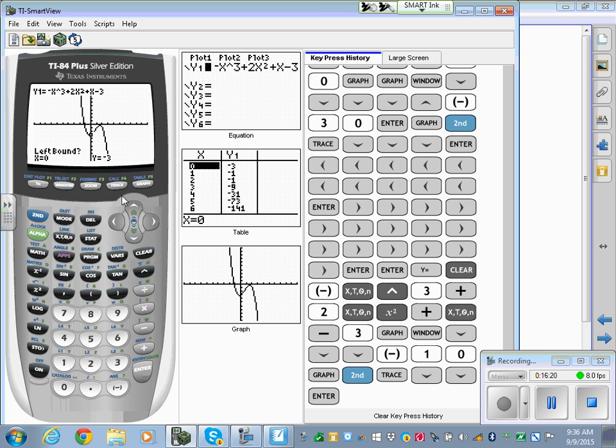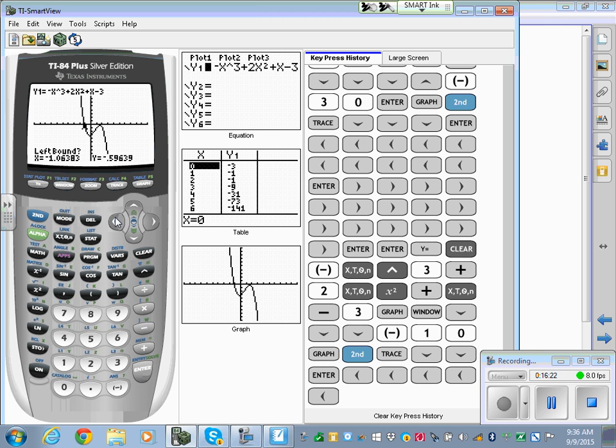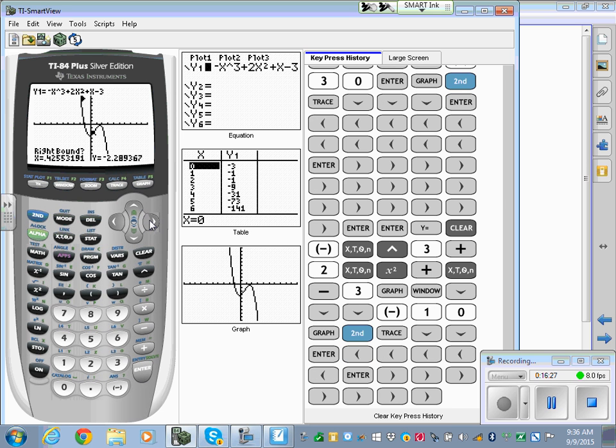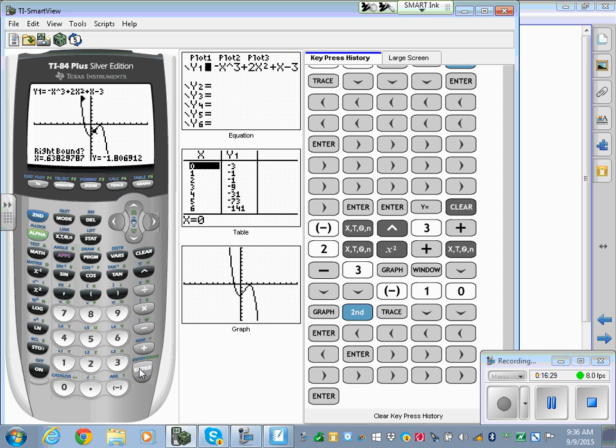Now it's asking for a left bound. You need to be left of the minimum. So anywhere left, I'm left. I'm sure I'm left. I hit enter. Now right bound, scroll anywhere right of the minimum. As long as you're right of it, hit enter, enter.